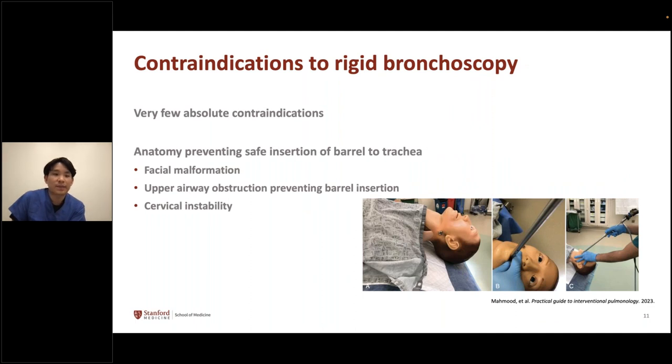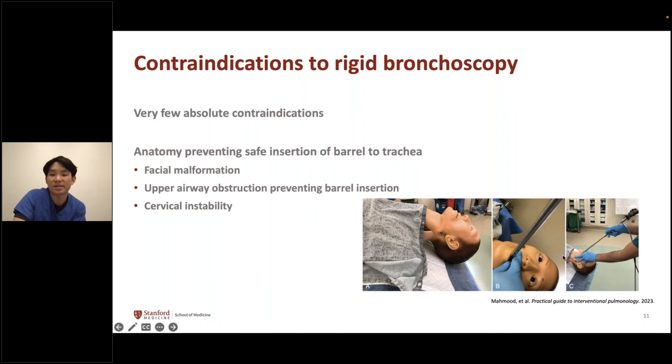Contraindications to rigid bronchoscopy. There are very few absolute contraindications. Like I mentioned before, prior to rigid bronchoscopy, we want to assess the patient's neck mobility. And one of the reasons is that we prefer to have a straight line view to the glottis or vocal cords. And to do that, we often extend the patient's neck.